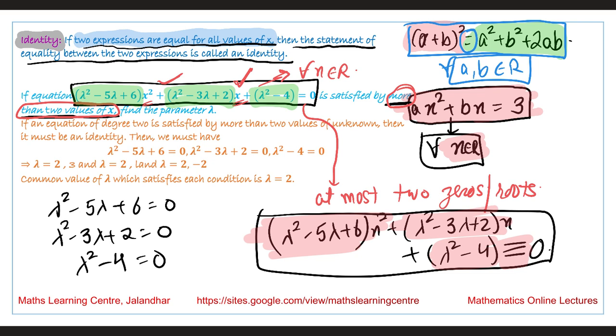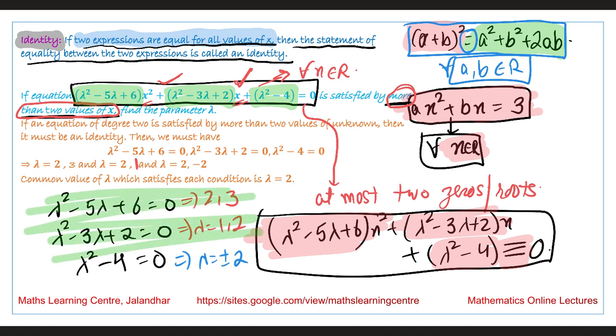If we solve these equations, from this equation we obtain lambda is equal to plus minus 2. From the second equation we have lambda is equal to 1 and 2, and from the first equation we have lambda is equal to 2 and 3. So the common value of lambda which satisfies all these three equations is lambda is equal to 2. So for lambda equal to 2, this equation is an identity. So parameter lambda has the value 2.